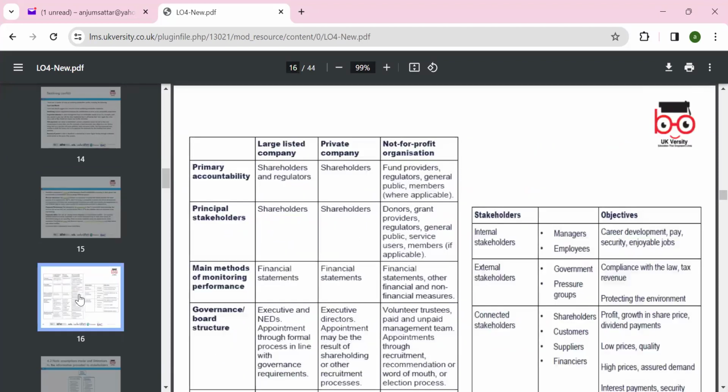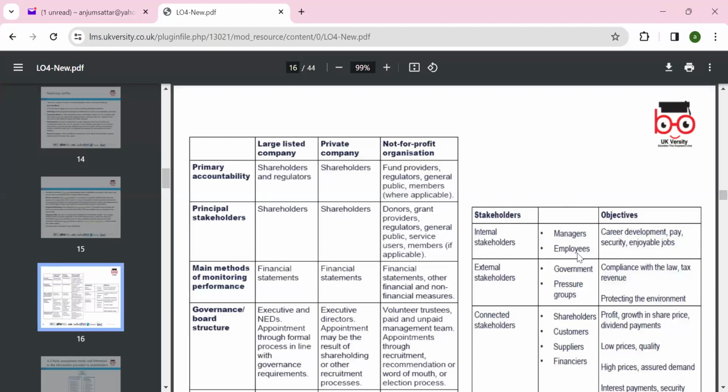Okay, so we can look at stakeholders' primary accountability: shareholders, private limited company and public limited company, principal stakeholders, shareholders, donors, grant providers, regulation, general public services, and the main method of monitoring: financial statements, the governance board and structures, non-executive members, executive members. So you have to make sure transparency and a well-controlled system are in place.